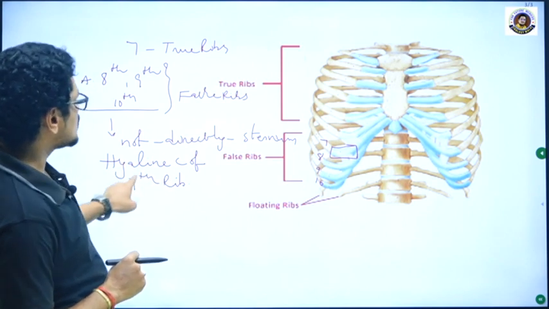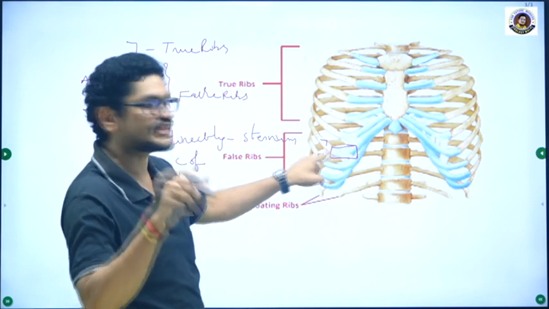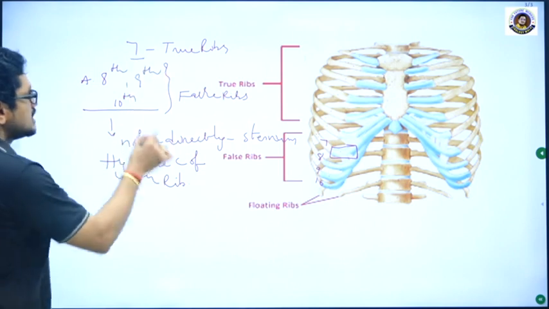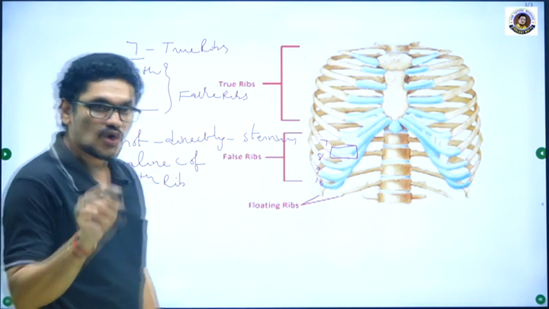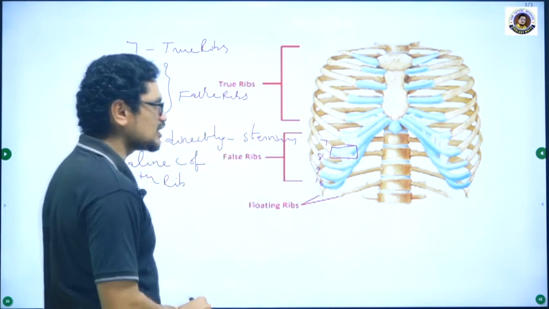Hyaline cartilages of the 7th rib, to this they are attached. Who are attached to the cartilages of the 7th rib? 8, 9, 10. That's the reason why the 8, 9, 10 ribs are called false ribs. And now, my dear students, you have to understand one more point.